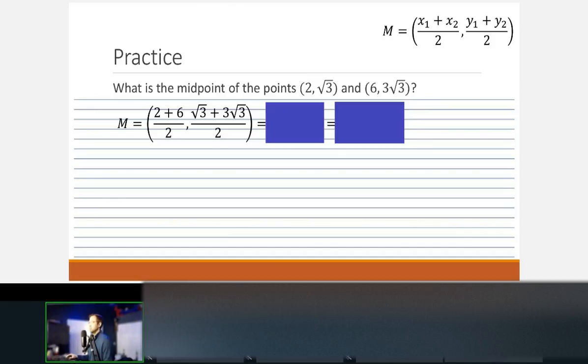Hang on a second, let me try to move stuff. Okay. All right, so we're all in agreement that the X coordinate to the midpoint is 4.